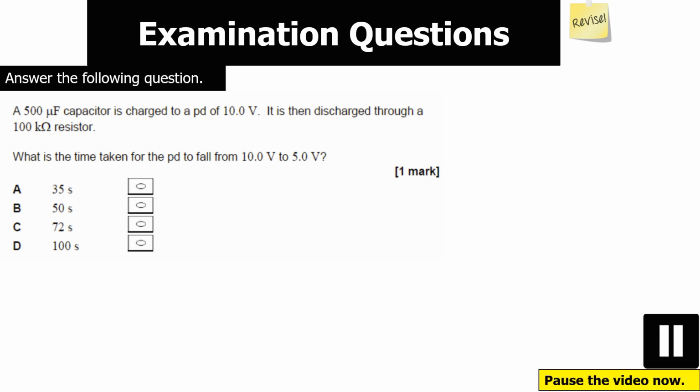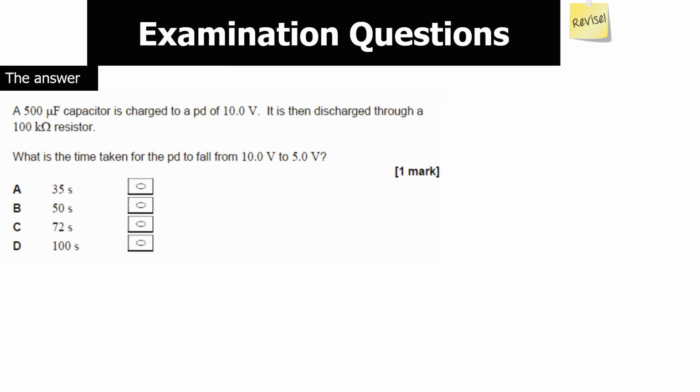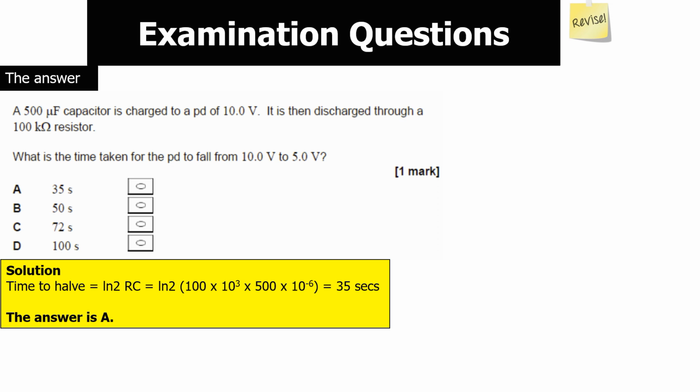So pause the video now, then unpause the video and you'll want to go through your answer. Right, so how do you answer this question? Well, we know that from the work we've done in capacitors that the time to half is log 2 times the time constant, which is log 2 RC.